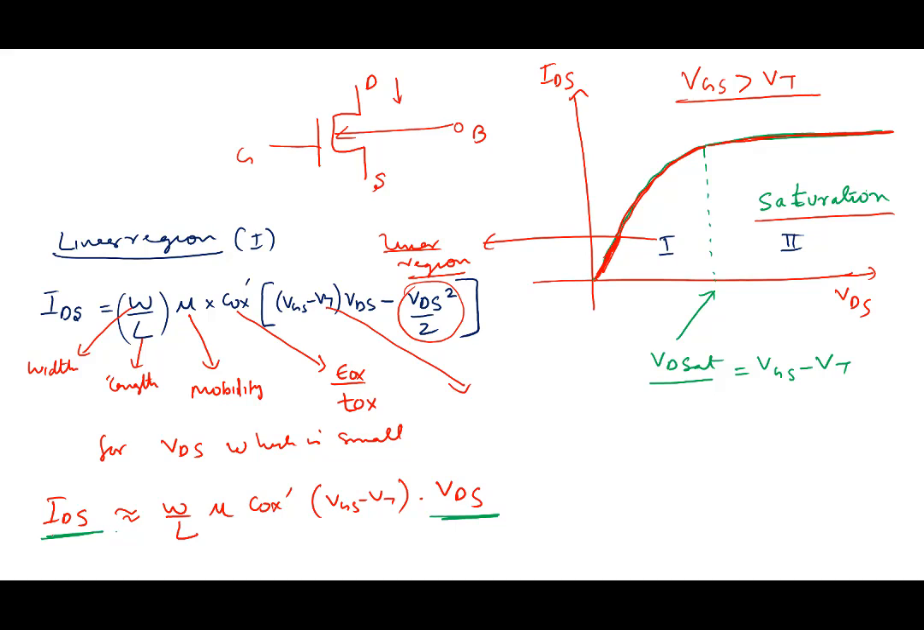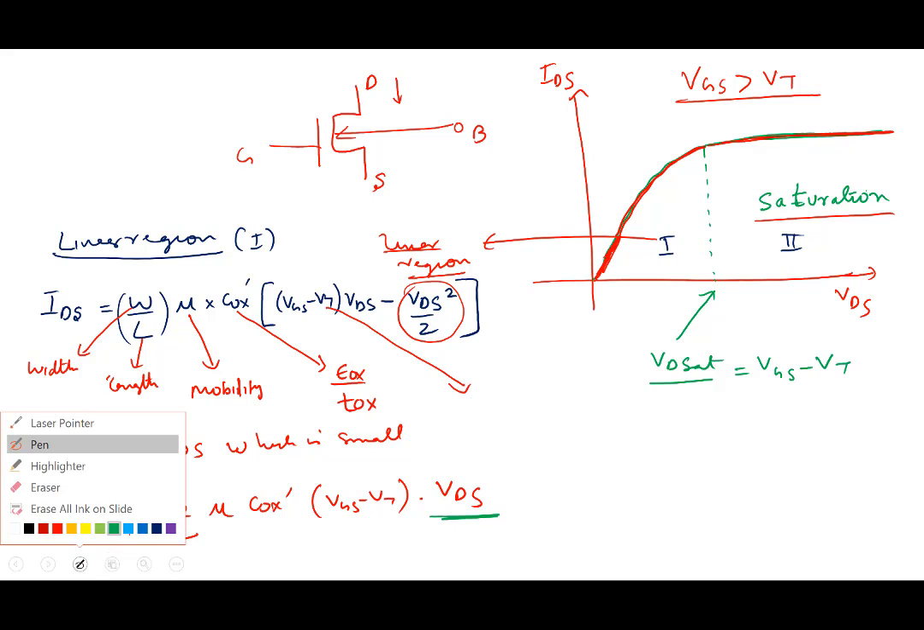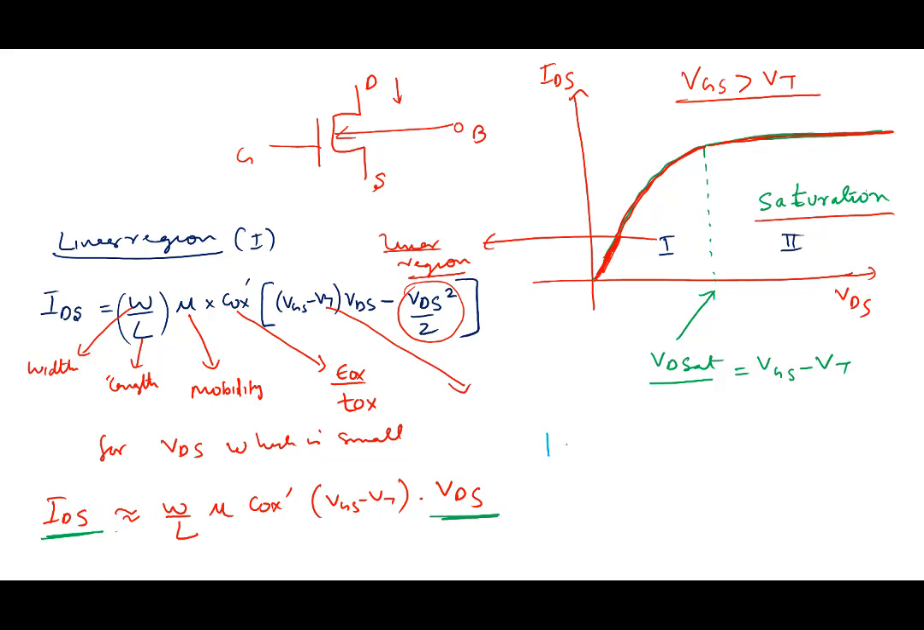Sometimes one doesn't talk about mu and Cox. One defines a new parameter called Kpn, which is equal to mu times C oxide prime. So sometimes mobility and Cox are not given. What is given to you is the value of Kpn.